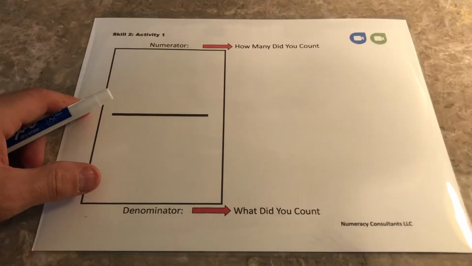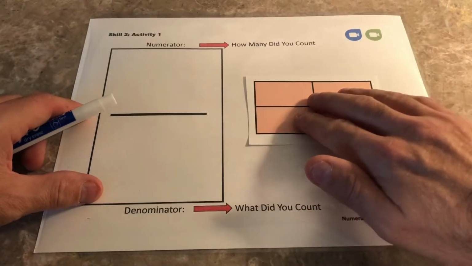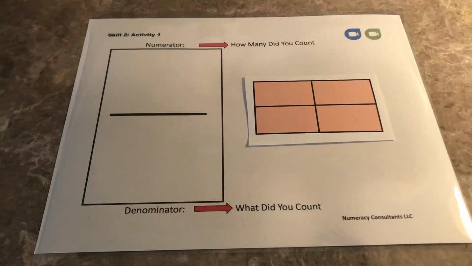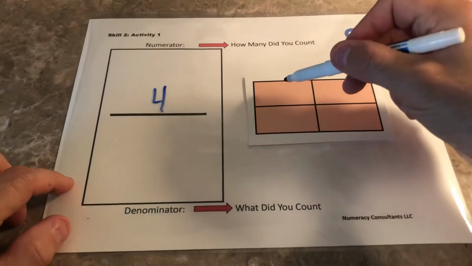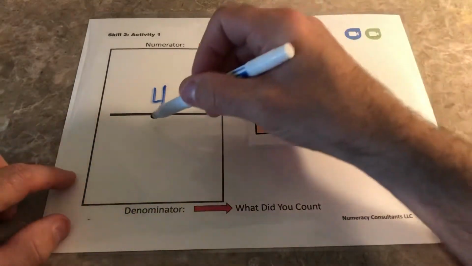So again, we'll take a look here. What they did is they went through and they went, okay, how many do I have? 1, 2, 3, 4. I have 4. And then what did I count? Each one of those, there's 4, so each one of those is 4.